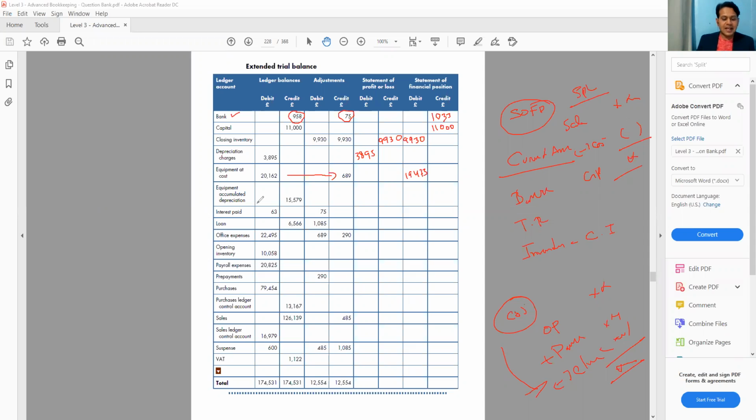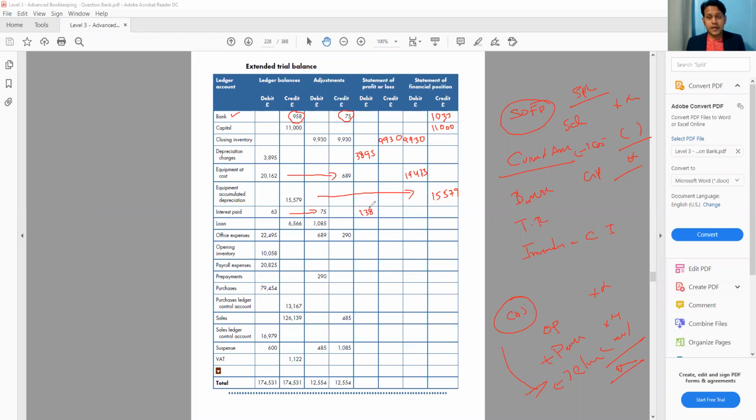Accumulated depreciation, 15,579. Accumulated depreciation goes straight away to the credit side of the SOFP. That is always a liability, so it will go to our SOFP account as a credit, 15,579. The next one we have is interest paid, which is an expense. So both are debit. You can see it, 63 plus 75. Both are debit. So 63 plus 75 gives us 138. Thank you, Amit. And that will be the debit on the SPL account.